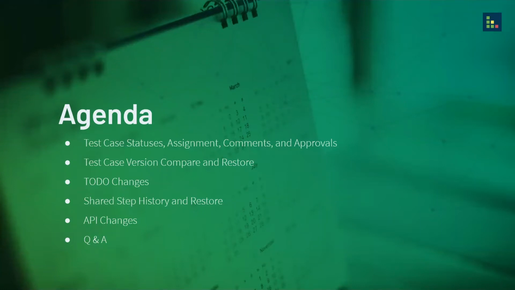So in this release, we have test case statuses, assignments, comments, and approvals. We have a test case version compare and restore functionality. We made some updates to the to-do area. We also added shared step histories and restore options for shared step changes. We also have some API changes, and then following this agenda, we should have a few minutes to cover some Q&A for any questions that did not get answered through the console.